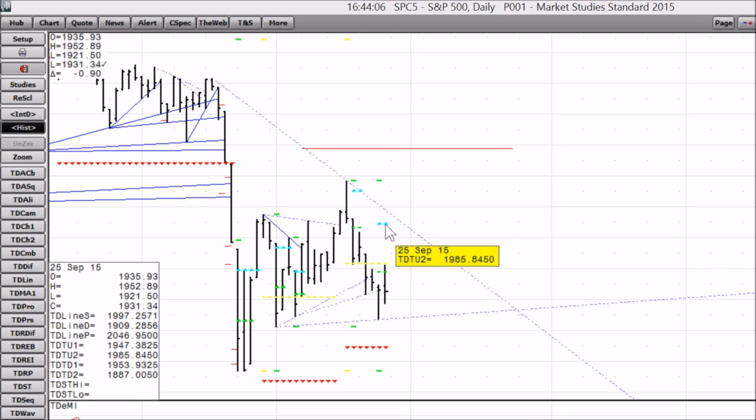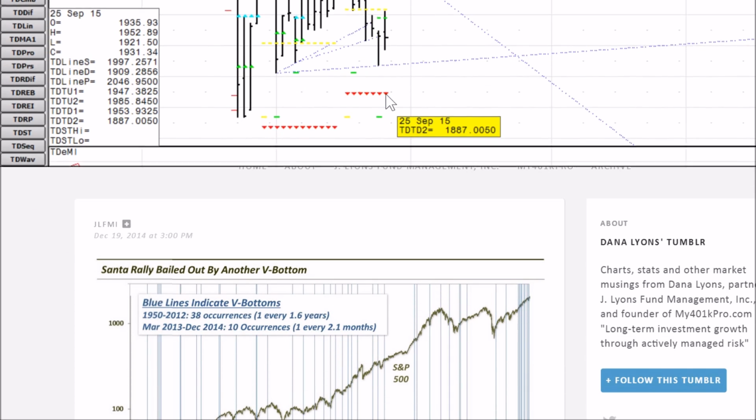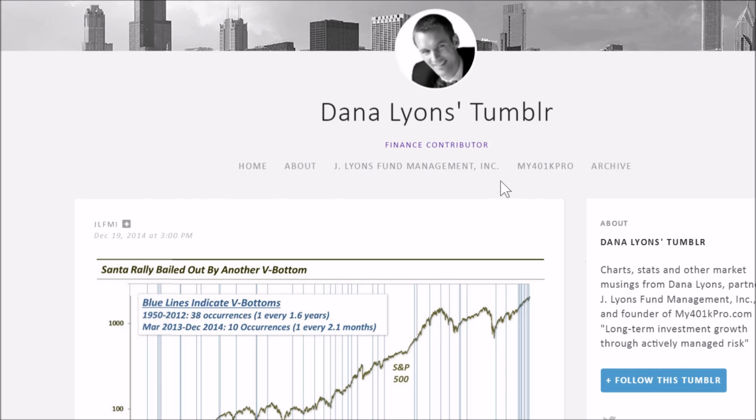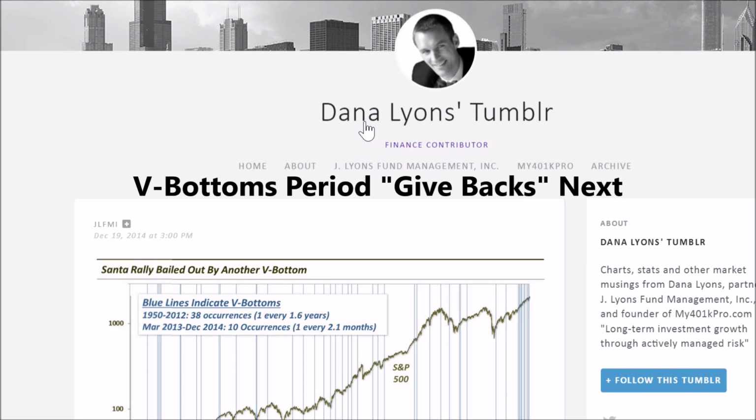On the upside on this chart, 1985 on the S&P 500. The downside on the daily is 1887. Clients and regular viewers remember this excellent analysis from Dana Lyons about V-bottoms. If you haven't heard it or seen it, here's what it basically says.